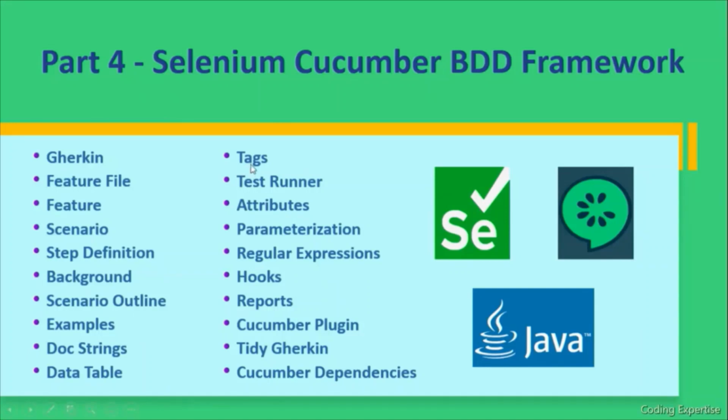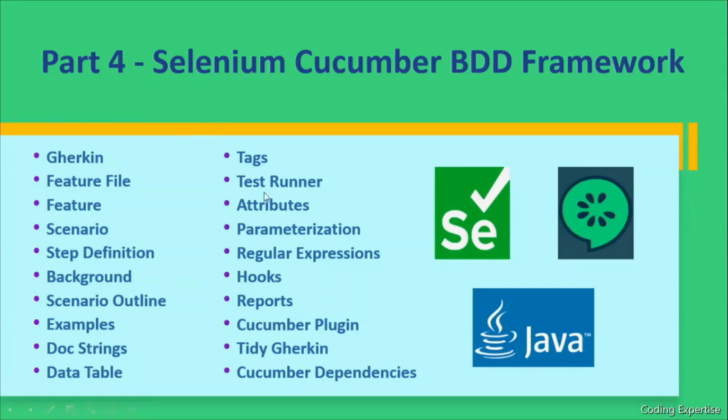Let's talk about tags. They are very helpful in organizing the features and scenarios. By default, Cucumber executes all the scenarios present in a feature file. But if you want to run a specific scenario, then we can go for tags.